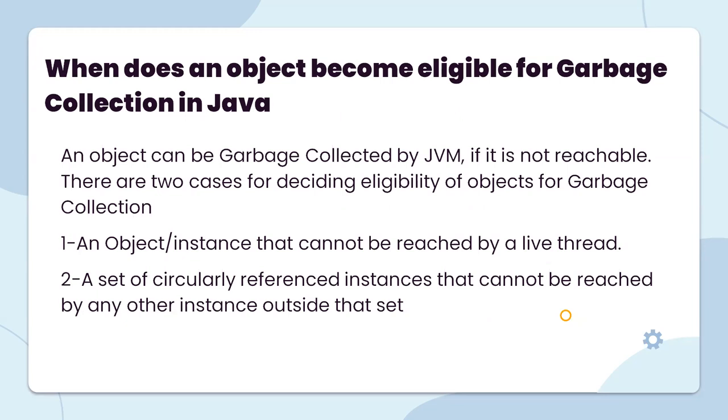Next question: when does an object become eligible for garbage collection? An object can be garbage collected by the JVM if it is not reachable. There are two cases for deciding the eligibility of an object for garbage collection: an object instance that cannot be reached by any live thread, and a set of circularly referenced instances that cannot be reached by any other instance outside.